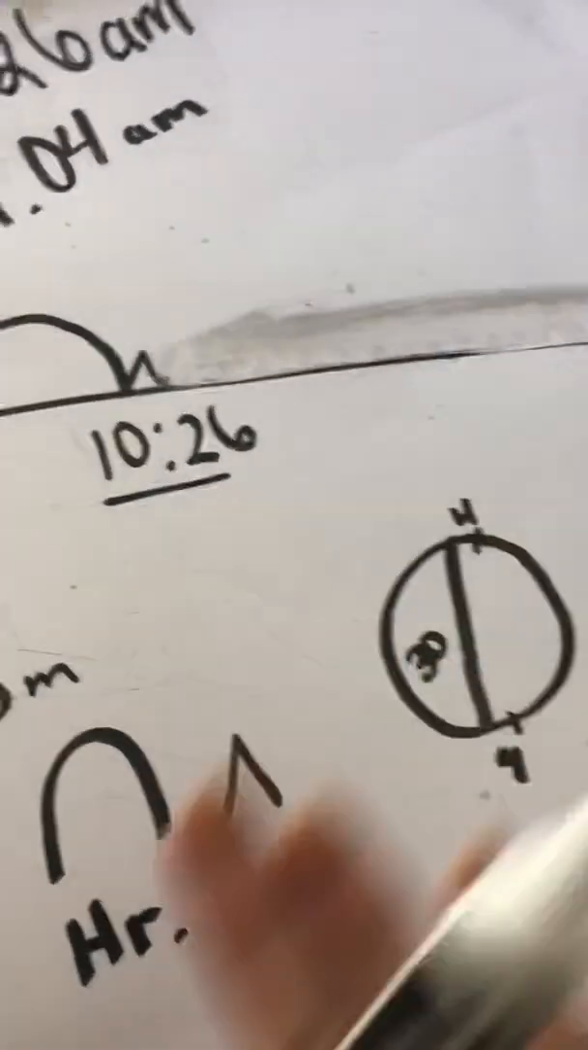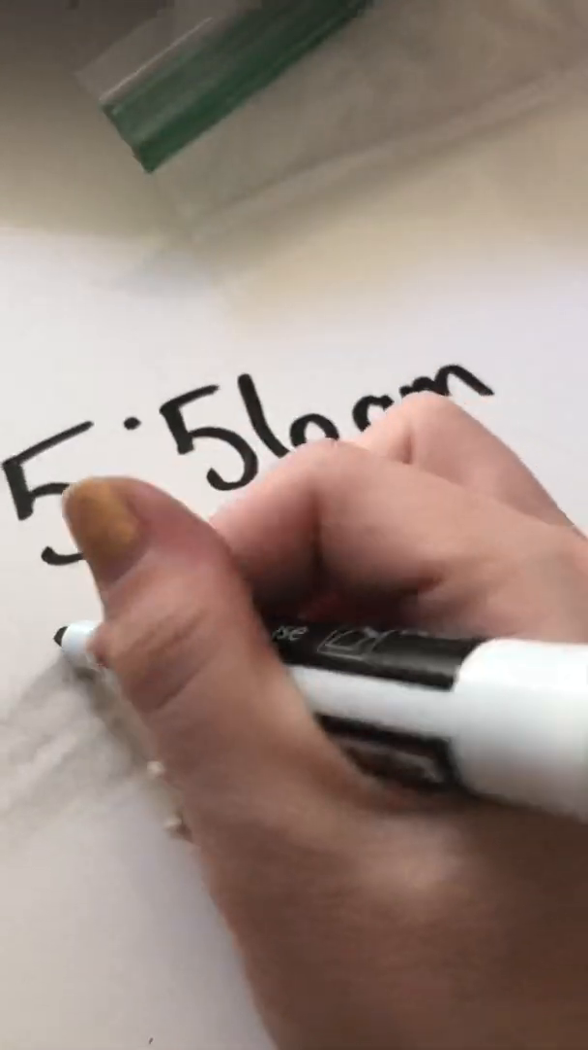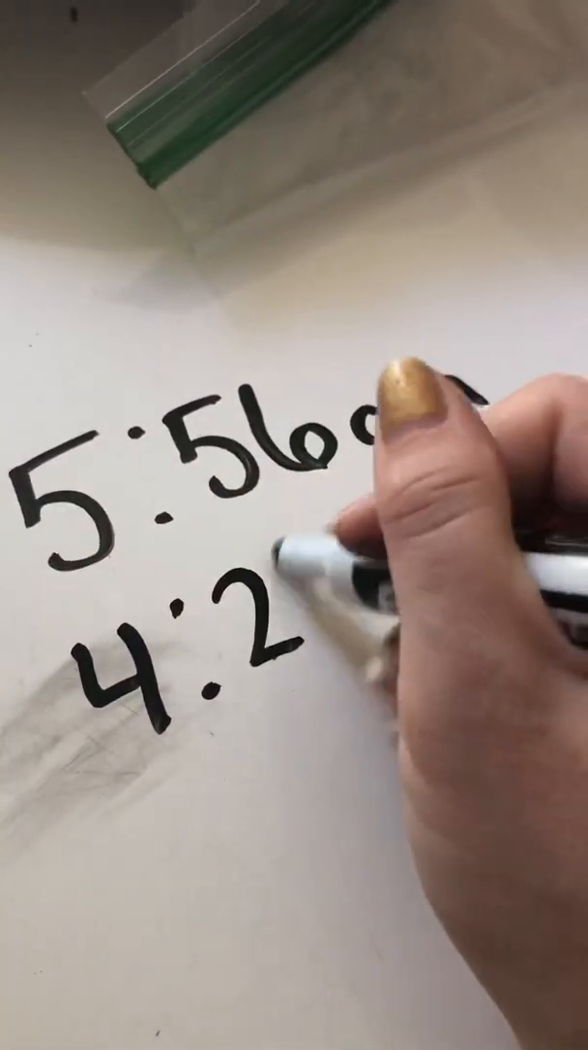All right, so let's try the next one, which is, I'm going to set this one up for you, and then I'm going to let you try to figure it out and send it back to me. So we have 5:56 a.m. is our starting time, and our finish time is 4:29 p.m. Okay, I'm going to set this one up like a number line also.